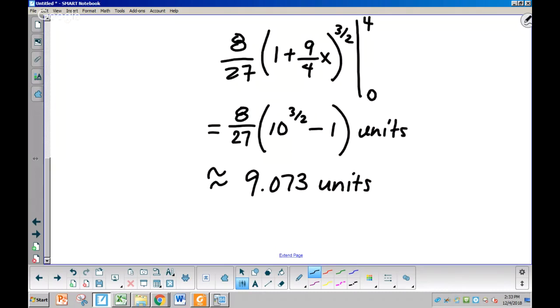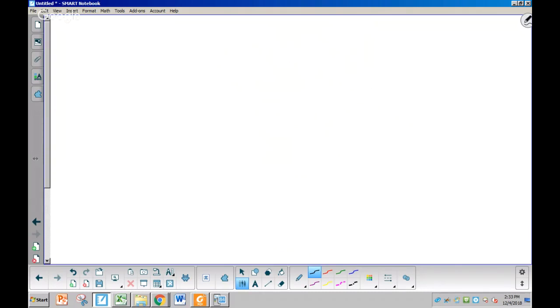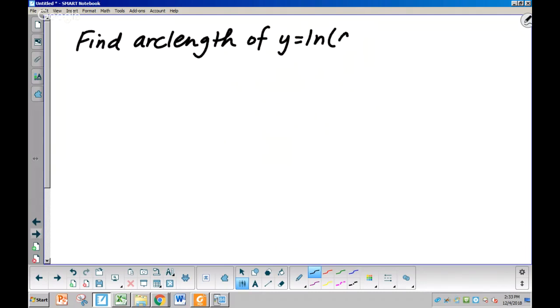You notice I have equals here and approximate here. Another example? How about this one? We're going to find the arc length. This is your favorite: e to the x.